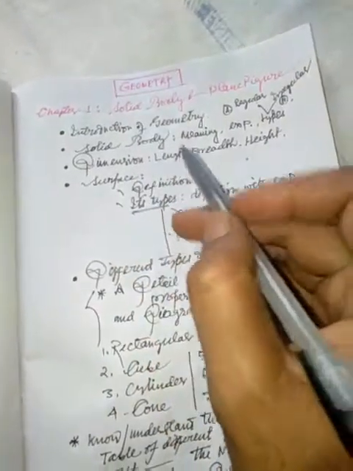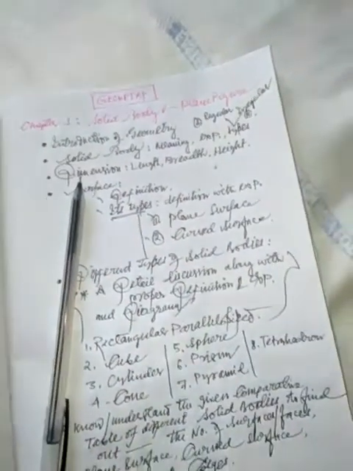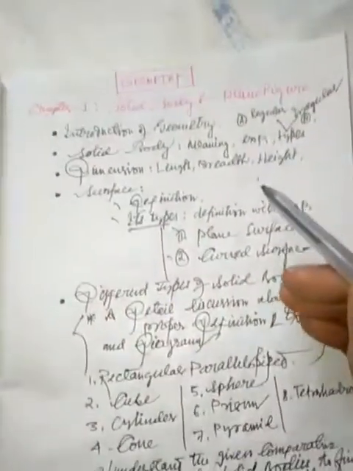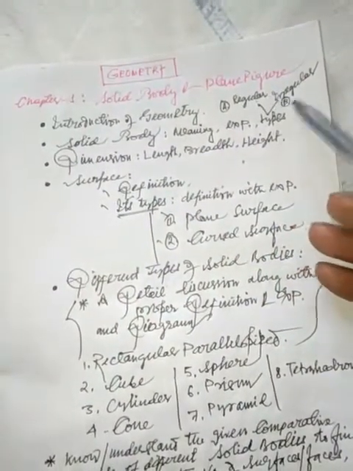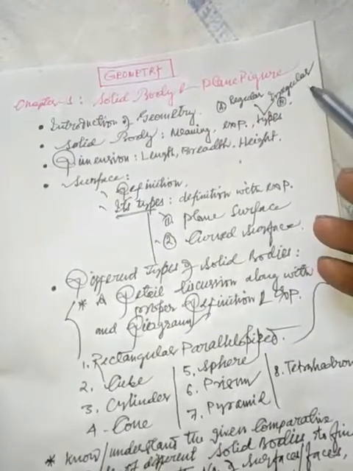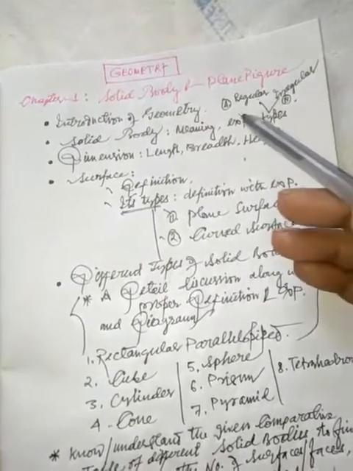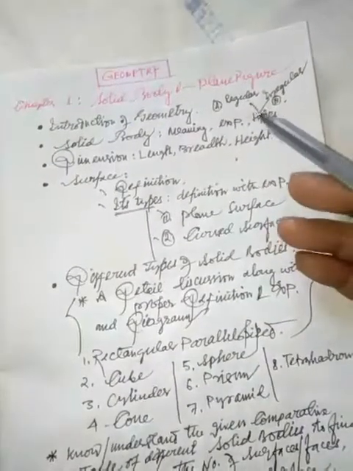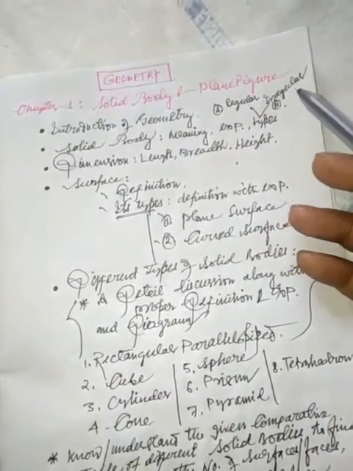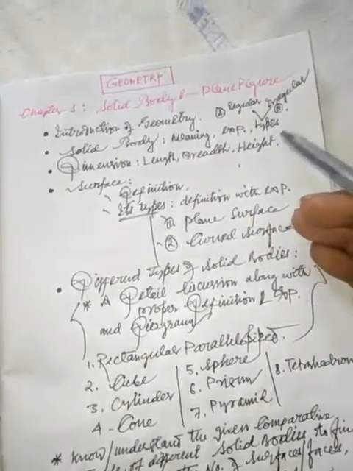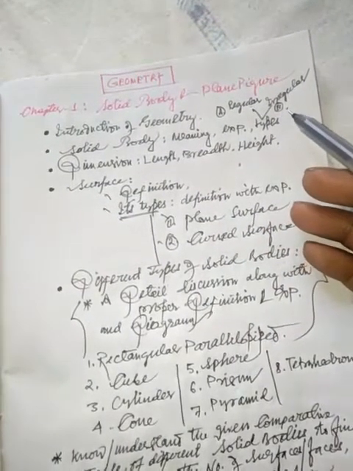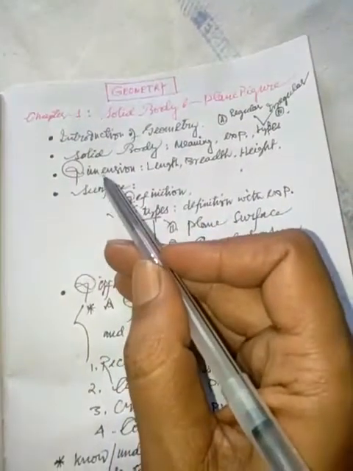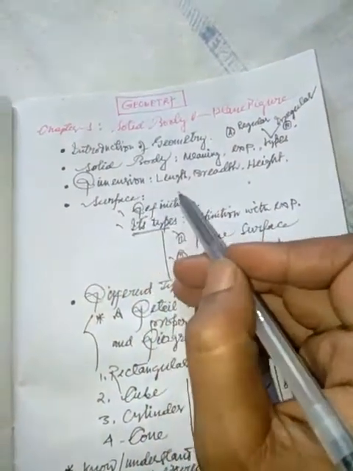Broadly, all kind of solid bodies can be classified into 2 groups, and that is the regular and irregular. So what is a regular body and what is irregular solid body we will learn with providing the examples. The third topic is dimension.